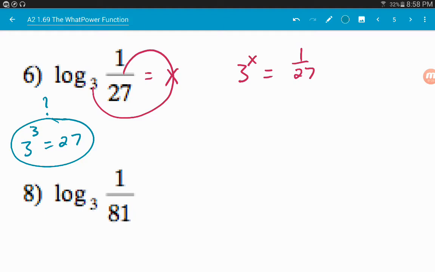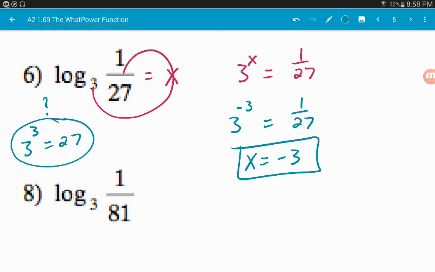So the problem is I have a 1 over it. What kind of exponent gives a 1 over something? A negative exponent does. So what I'm looking for is I'm looking for 3 to the negative third. That's equal to 1 over 27. So essentially x is equal to negative 3. If you have 1 over something, it means that you have a negative exponent.